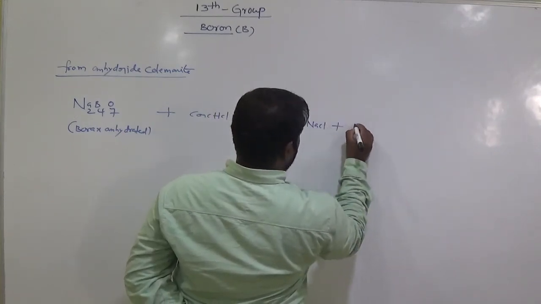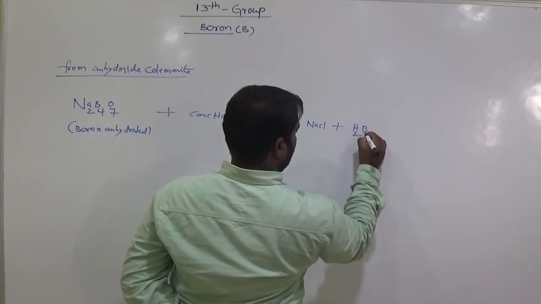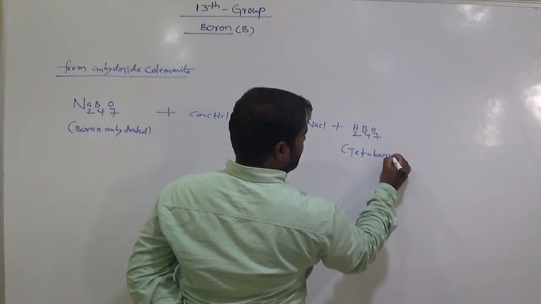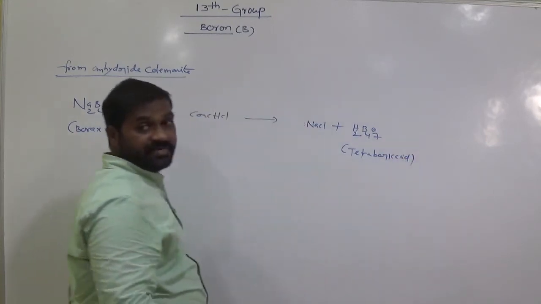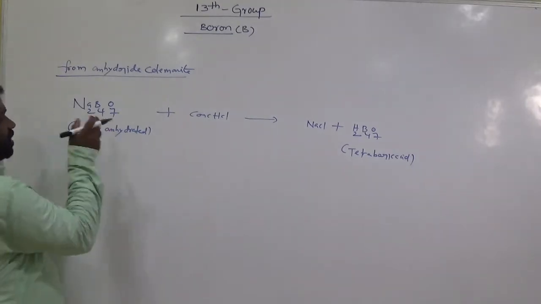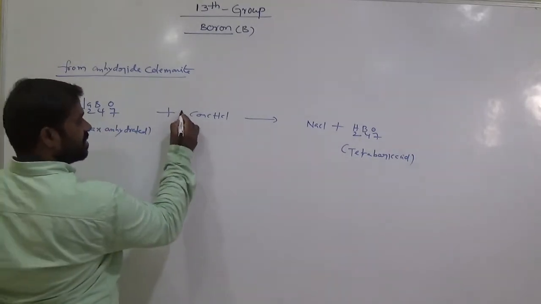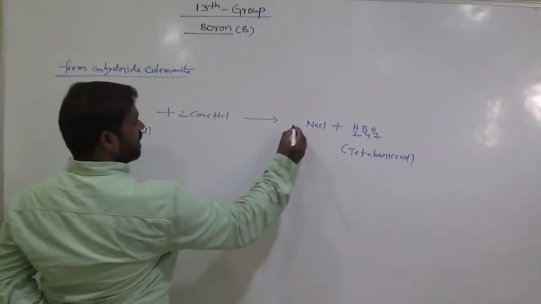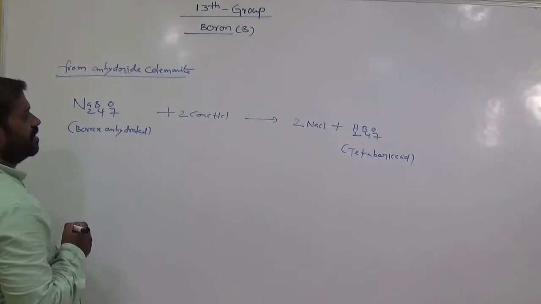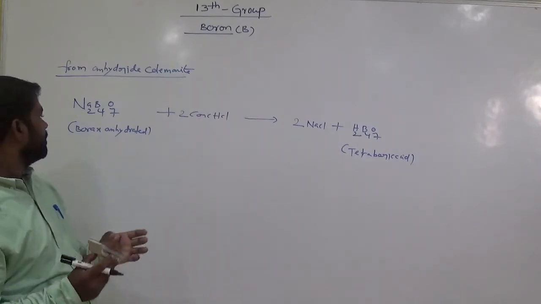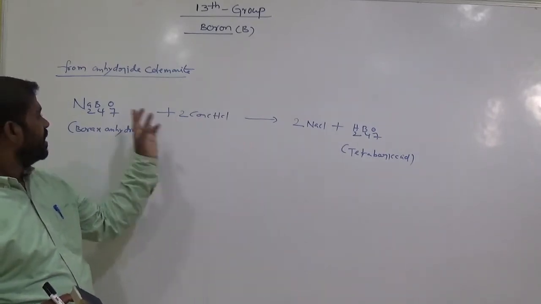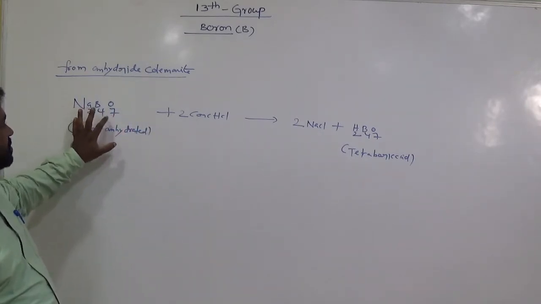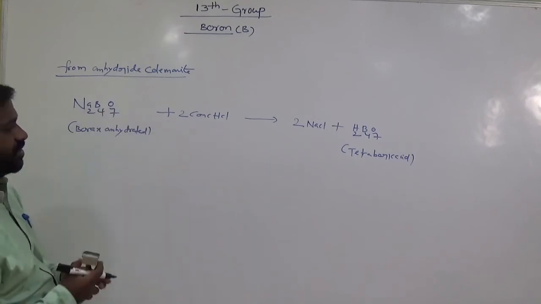Now this gives NaCl and H2B4O7, tetraboric acid again. Tetraboric acid. From colemanite we do it. Here initially we prepare borax and we go for this process. And here it is 2 sodiums, 2 hydrogens and 2 chlorines, and 4 borons, 7 oxygens, clear, and 2 sodiums, 4 borons, 7 oxygens, 2 hydrogens, 2 chlorines.